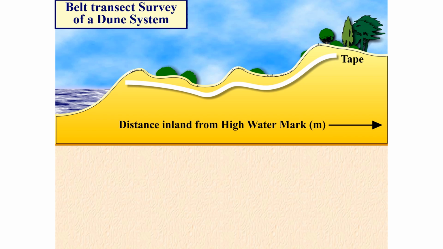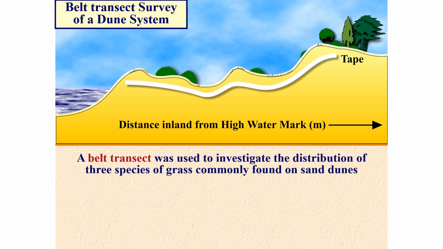Now here we are giving you an example of a belt transect survey of a dune system. I have taken it from a resource which I have listed in the references. So you see here, this is a particular sand dune, and a tape is laid across this sand dune. You can see there are some plants over here, a few plants over here, and then different types of plants on top. This arrow is indicating the distance inland from the high water mark in meters.